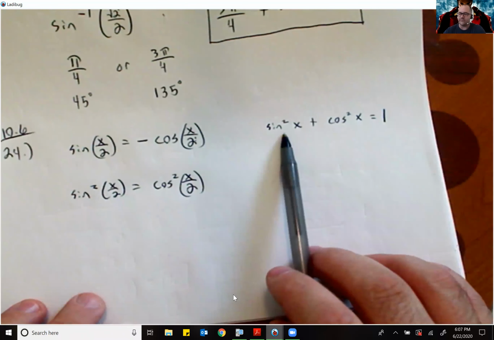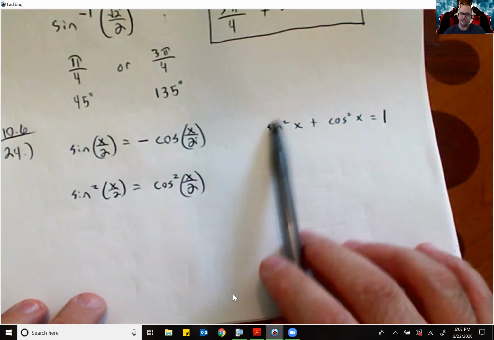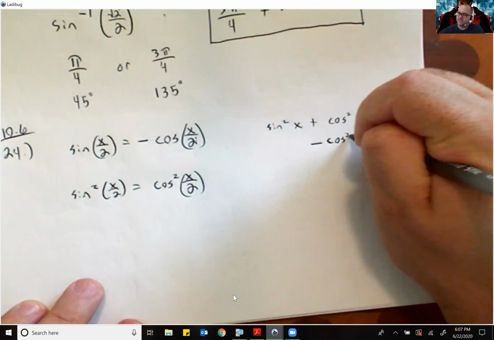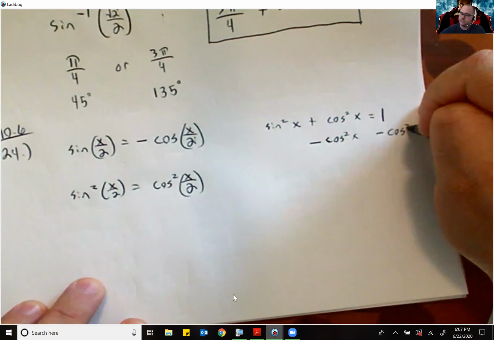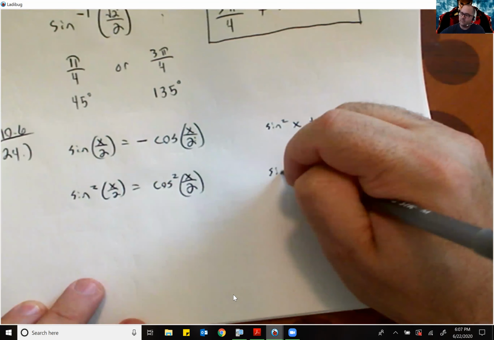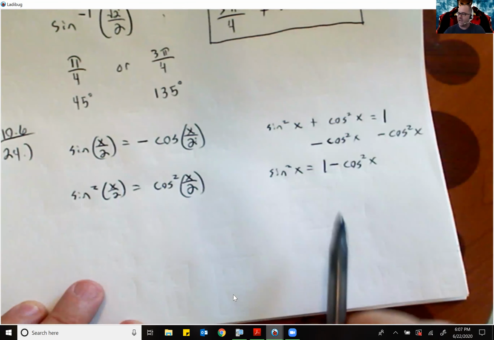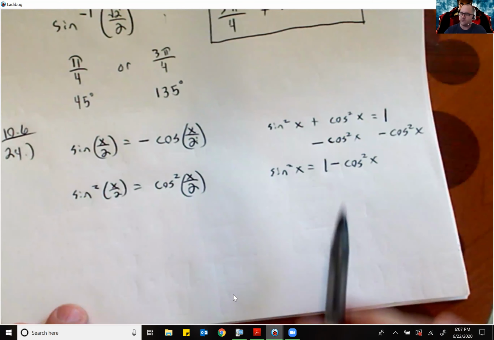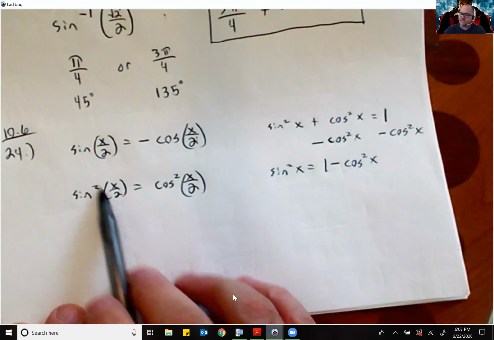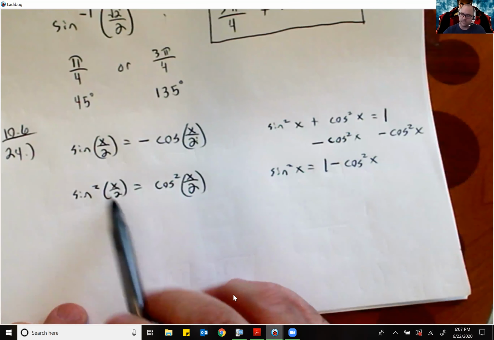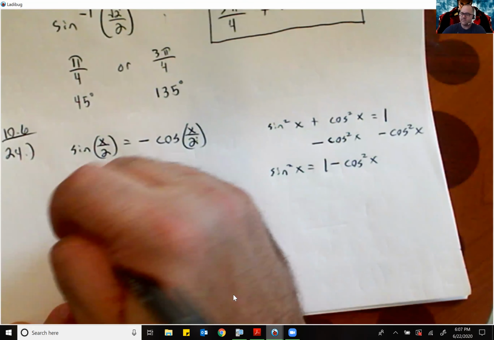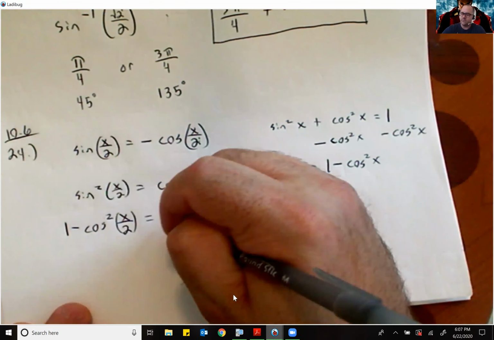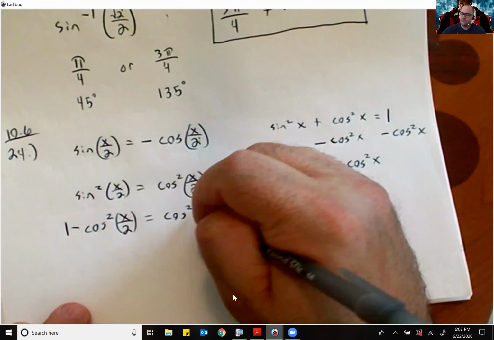Now, I can either take this and solve it for cosine, or I can solve it for sine. It doesn't matter. I'm going to go ahead and solve for sine. So we're going to subtract cosine squared x from both sides. So sine squared x is equal to 1 minus cosine squared x. Now I have something I can replace this with. So I'm going to take this 1 minus cosine squared and replace this. And even though this is x, it's the same thing if I put x over 2. So 1 minus cosine squared x over 2 is equal to cosine squared x over 2.